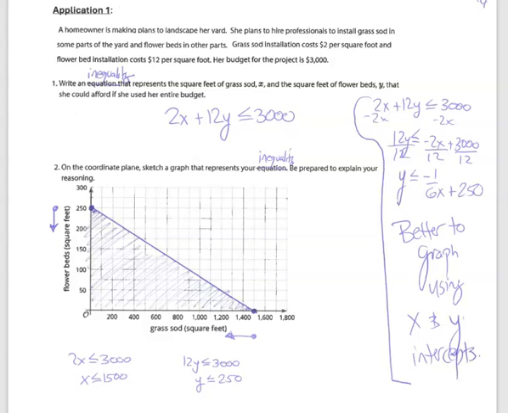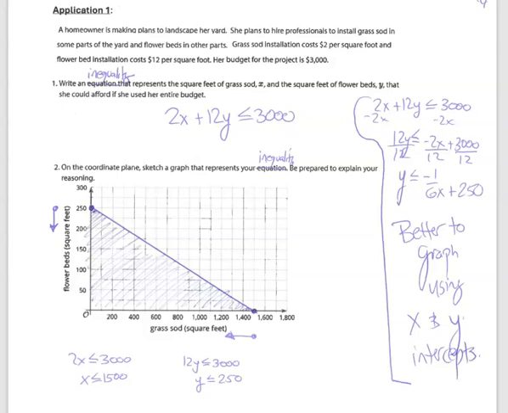Then the money spent, there's two aspects. There's the money spent on grass and money spent on flowers. And the money spent on grass is going to be represented by 2x, $2 times the number of square feet. And then for the flowers, it is going to be $12 per square foot. So that is 12y. And then that is going to be less than or equal to the 3,000, which is the budget.